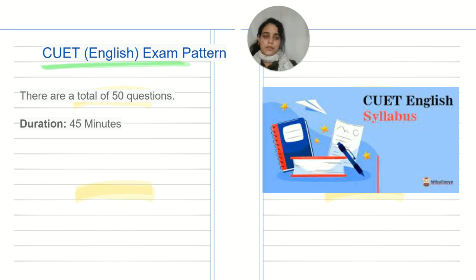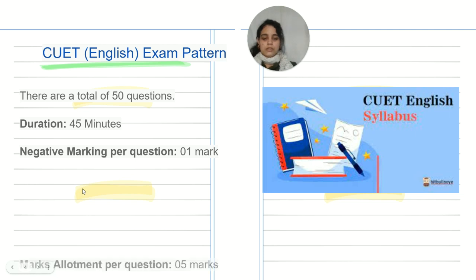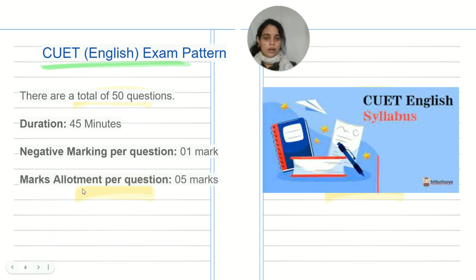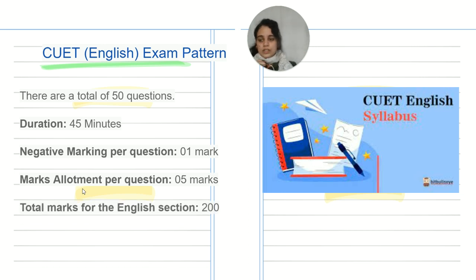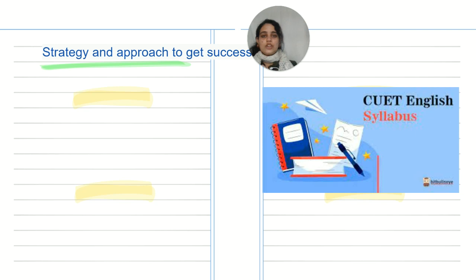45 will be duration of the examination. 45 will be duration of English portion. Okay. Then we have 1 mark which is for negative each incorrect questions. Then we have 5 marks for each correct questions. And then we have 200 marks for total English comprehension portion. Let's proceed and let's talk about some strategies.